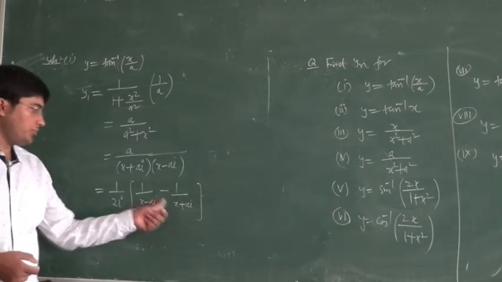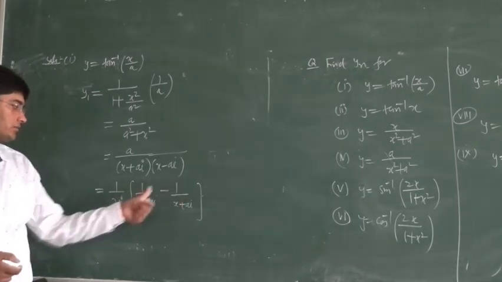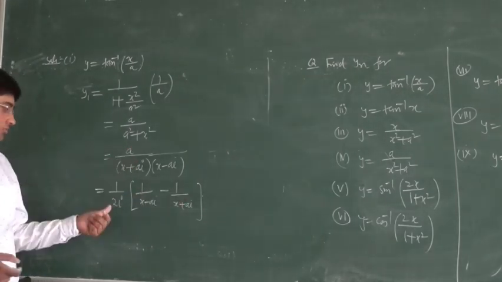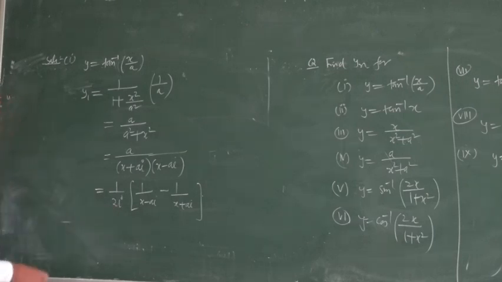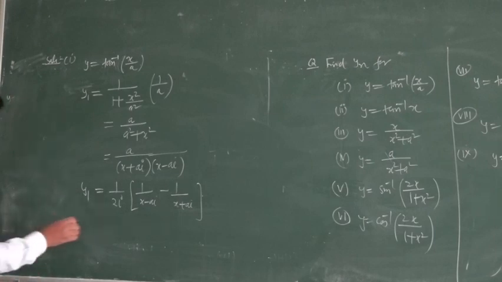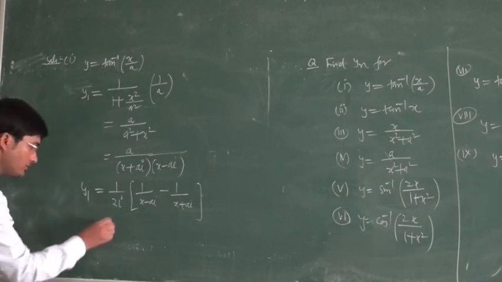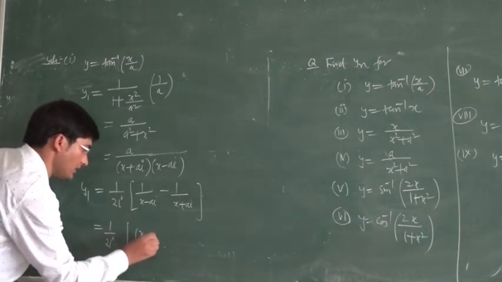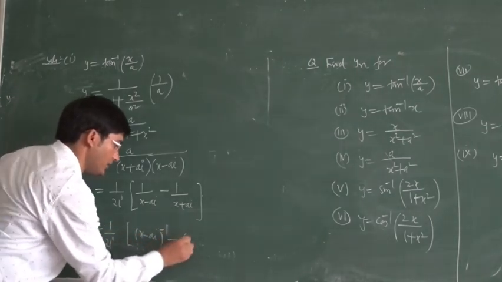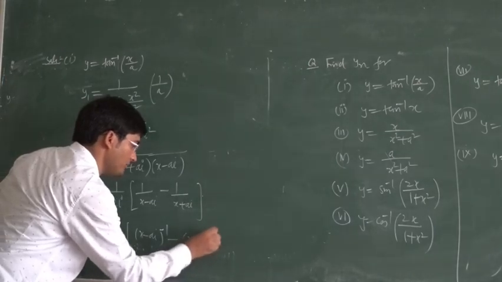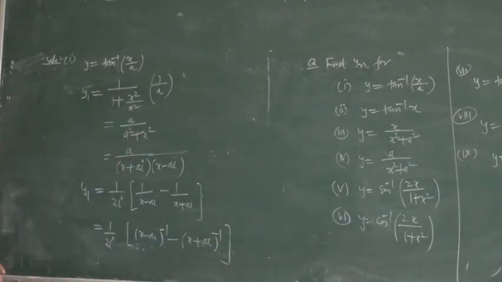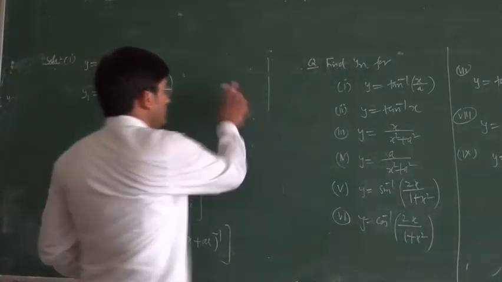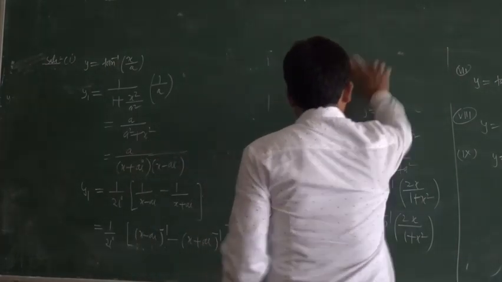So in the numerator we will get 2ai. As we have only a, we are dividing this by 2i. So this is your one time differentiation of this tan inverse x upon a. So now we can also write it as 1 upon 2i into x minus ai to the power minus 1 minus x plus ai to the power minus 1. So this is your answer for the first order derivative.